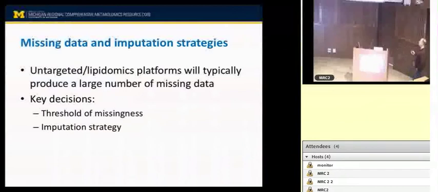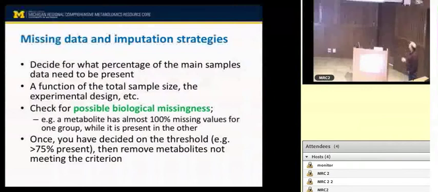Essentially, with the missing data imputation strategies, as I've already mentioned, you need to decide what percentage of the main samples need to be present. Essentially the threshold. Are you missing 5%, 10%, 30%? Where do you draw the line?